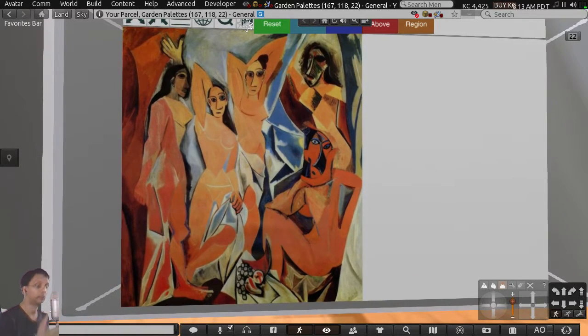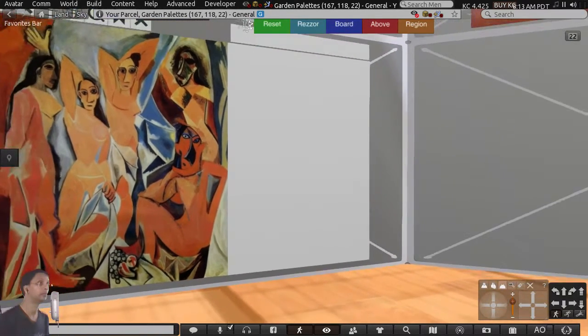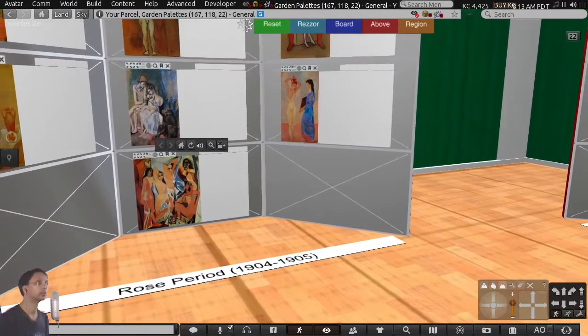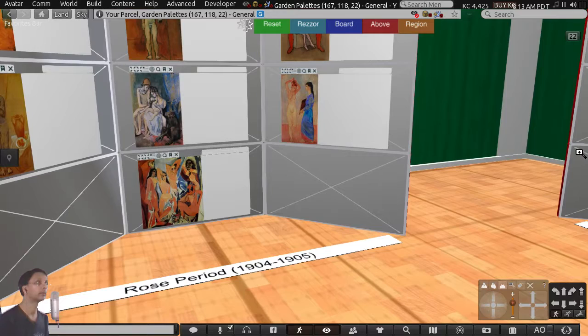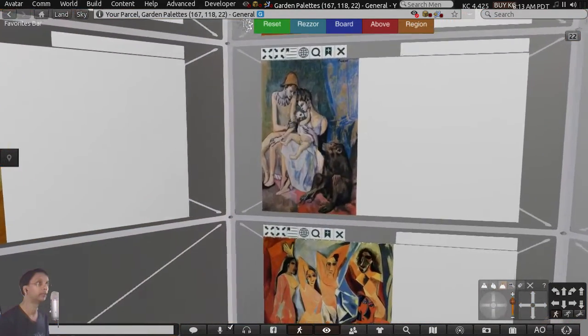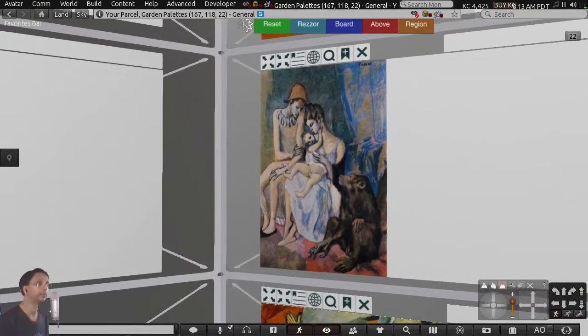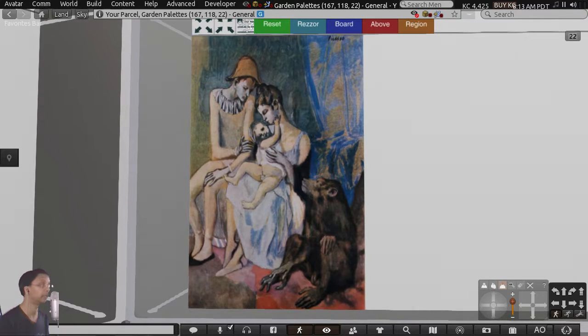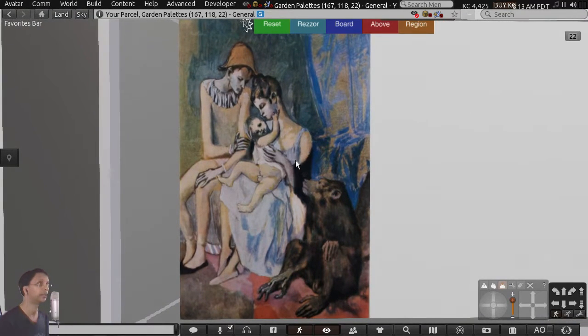I do remember this one. I think it's Demoiselles d'Avignon, and I may be wrong, but that's what it is. And a lot of the paintings give us some clues about the kind of people that he was hanging around with at that period. So I think these people are from the circus, and there was this monkey here.